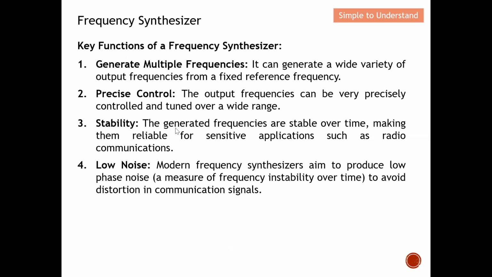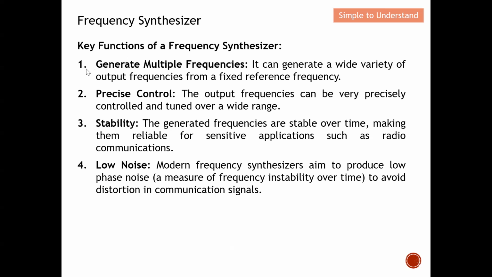Imagine when we do some comms, then our frequency drifts, and the recipient may not be able to receive the signal. Hence, to ensure that the recipient is able to receive the signal, the frequency must be very stable. This will work for radio communication. Low noise: modern frequency synthesizers aim to produce low phase noise, a measure of frequency instability over time, to avoid distortion in the communication signal.